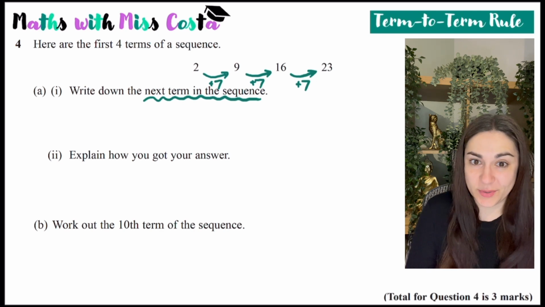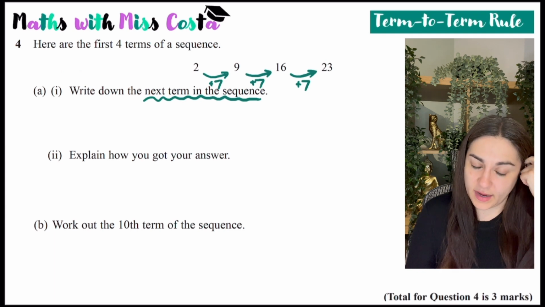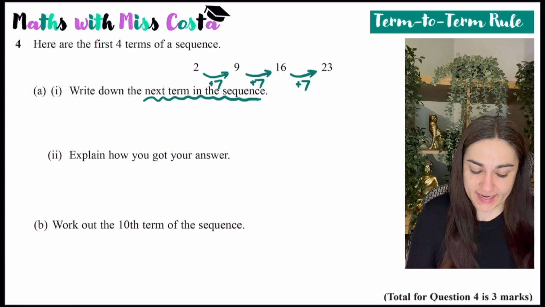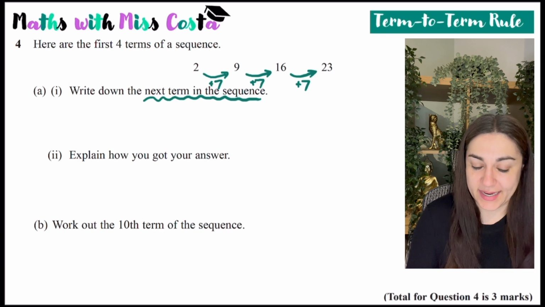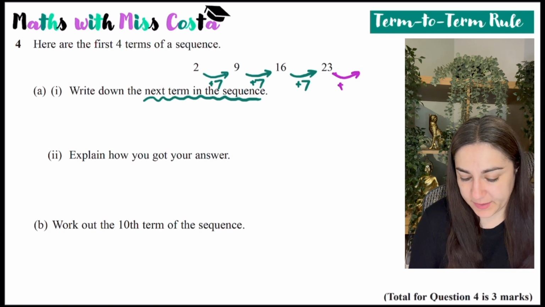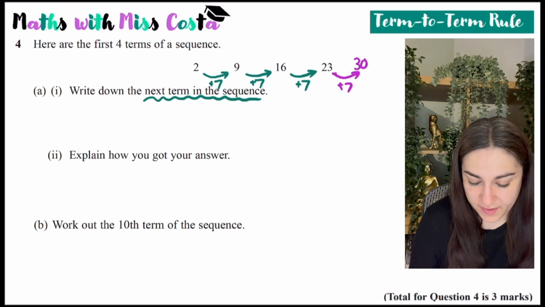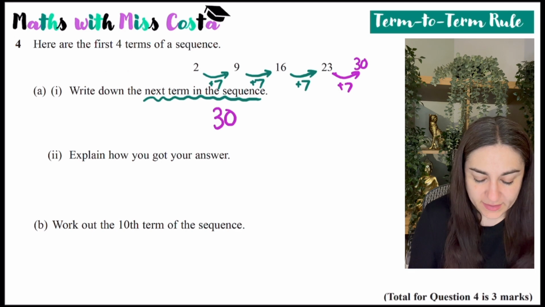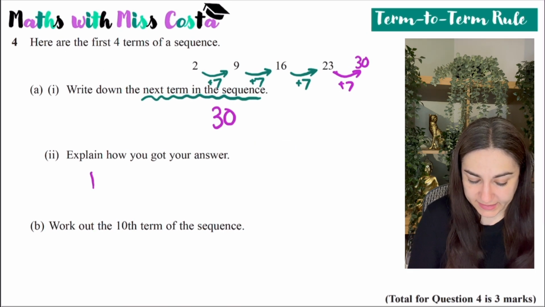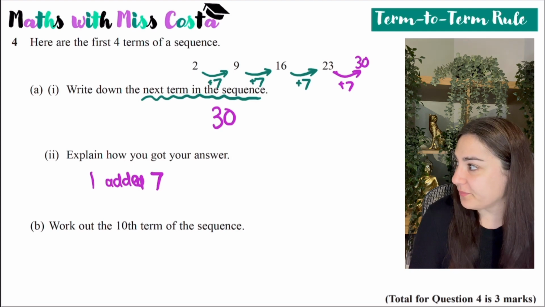Generally sequences are always going to be going up by the same value. So in this case, the sequence is going up in the 7 times tables. To write down the next term in the sequence, I would also add 7, and 23 add 7 is 30. It asks me to explain how I got my answer. I added 7.